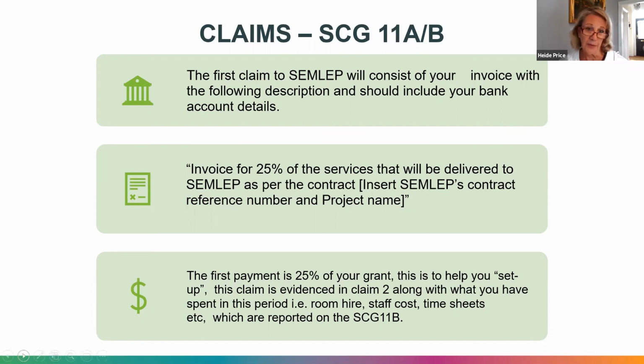Your second claim, you have to evidence the spend from this first 25% along with your spend in your second claim. So that then goes into arrears. And that's how the claim works all the way through. Your first one is in advance, and the next 2, 3, 4, however the tranches work for you, will be in arrears and have to be evidenced with the paperwork.